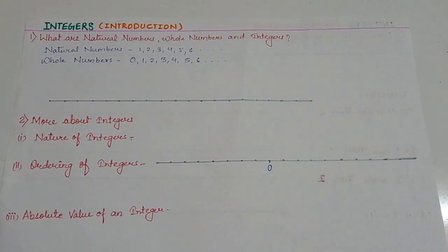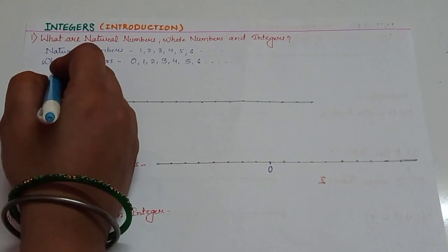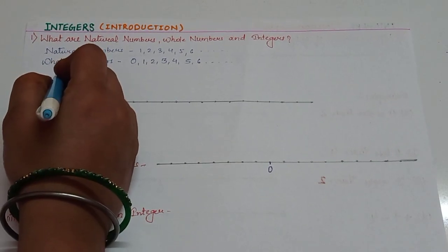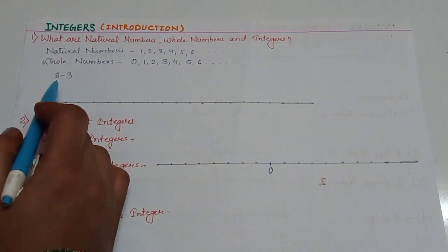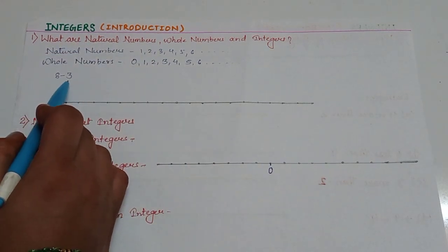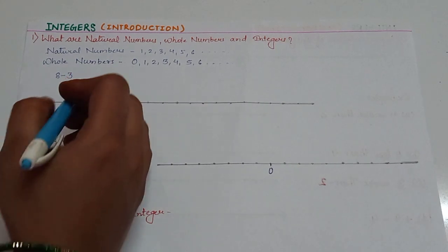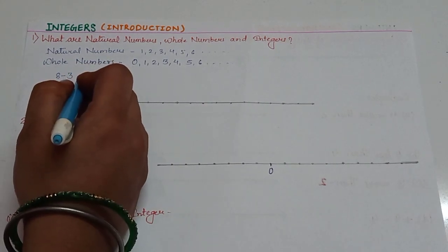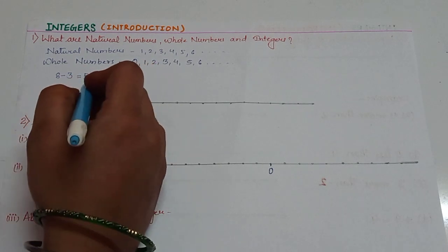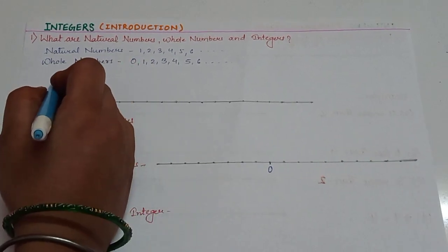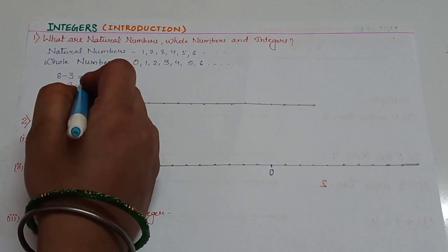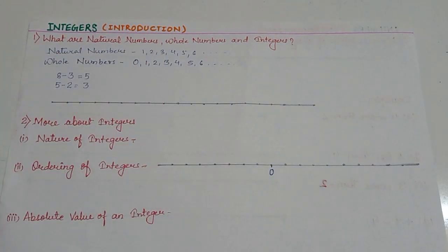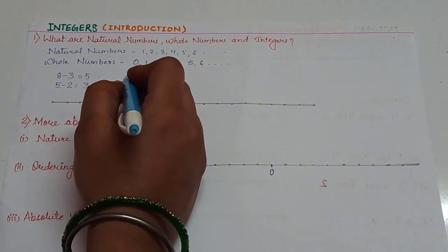Now if I ask anyone to subtract 3 from 8, it's very easy. From a greater number you are just subtracting the smaller number. So 8 minus 3 will give us 5. If I ask someone to subtract 2 from 5, the answer is 5 minus 2, that is 3.